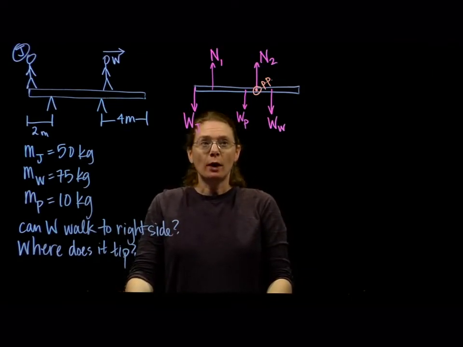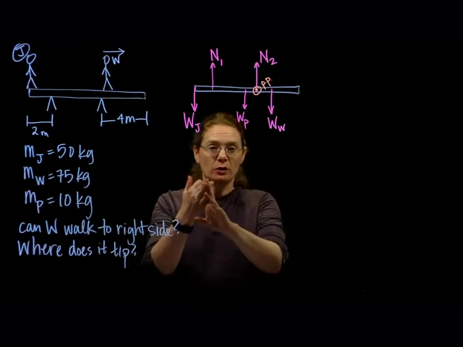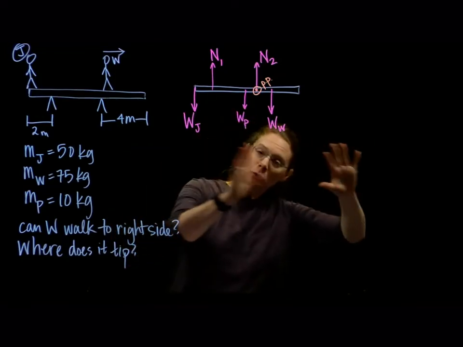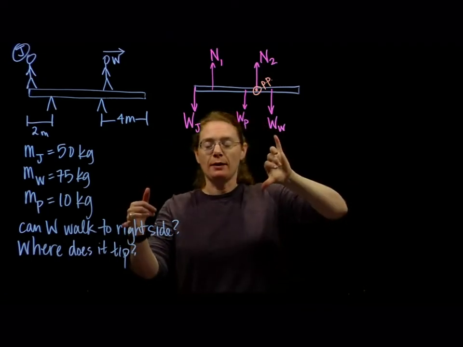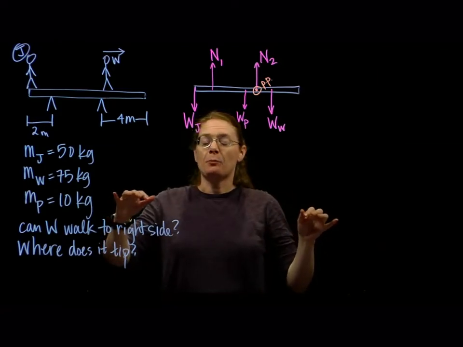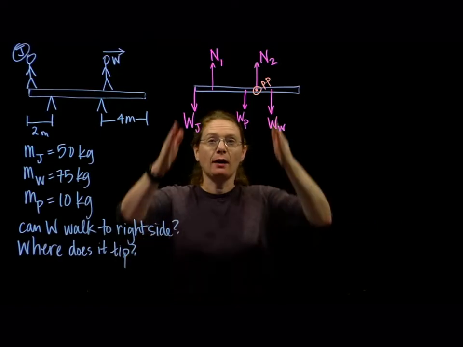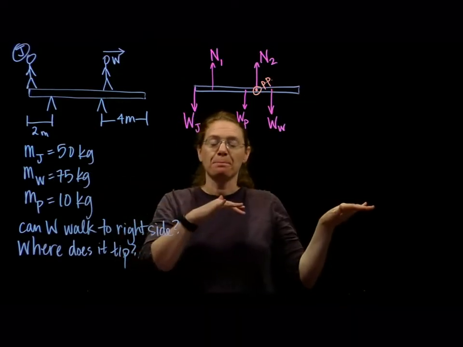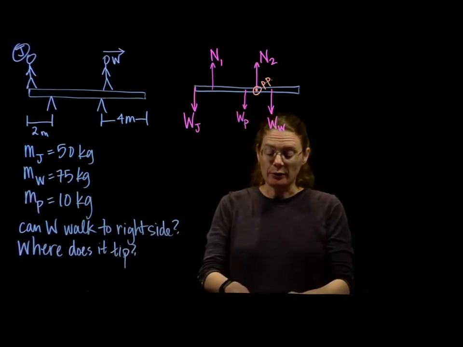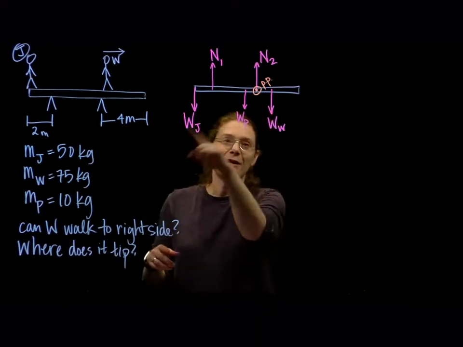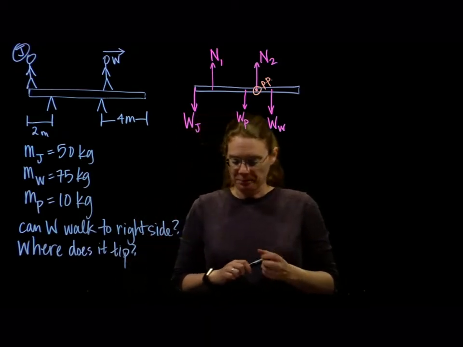All right, what we do with equilibrium is we have two conditions for equilibrium. We add up all the torques and set them equal to zero. That means it's not rotating left or right. And then we add up all the forces and set them equal to zero. That means it's not accelerating up or down. It's not accelerating left or right. So we usually end up with three different equations. In this case, I don't see any left-right forces, so it's a little simpler. We only end up with two equations.